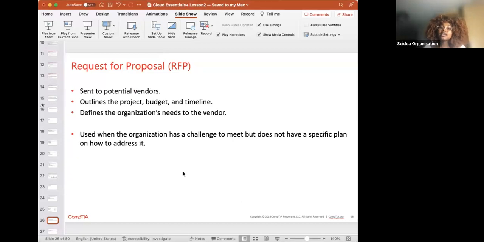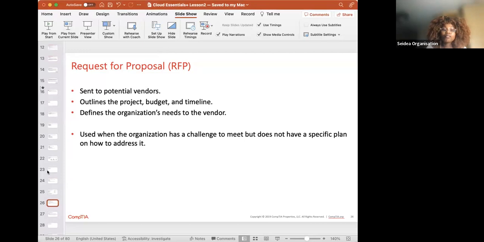So when we're looking at request for proposal, RFP, it deals with how you solicit detailed proposals from vendors on how they will address a specific challenge or topic. So when we're looking at that, it has key components that we have to consider. But looking at it from a high-level point of view on the purposes, it's normally sent to potential vendors. It outlines the project, the budget, and the timeline. Again, this is information that you've already gotten from your RFI. And then it also defines the organization's needs to the vendor.